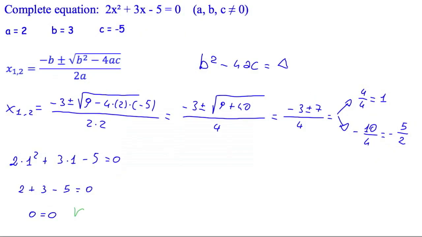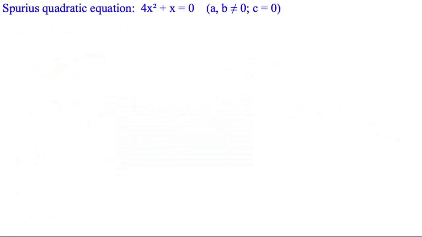Let's now examine a spurious quadratic equation, that is, an equation in which a and b are not equal to 0 and c is 0. In this case, a is 4, b is 1, and c is 0. The spurious equation could be solved exactly like the complete one by applying the quadratic formula. On the other hand, it can be solved in a more simple way, considering that the absence of the third term allows us to factor out x.